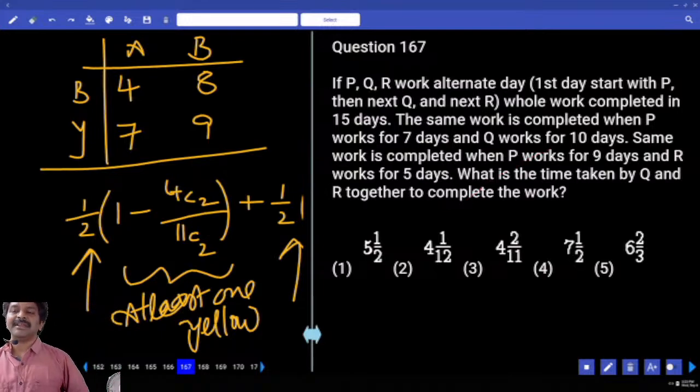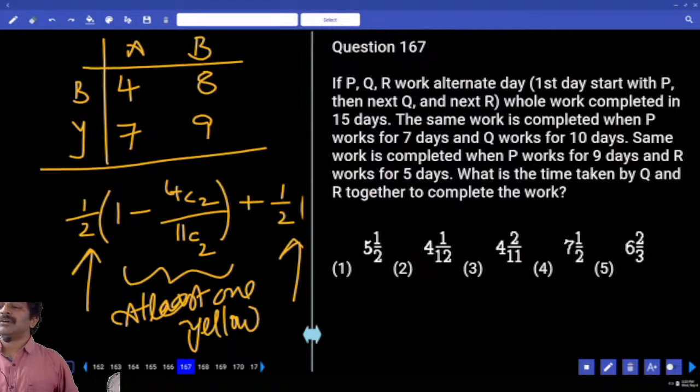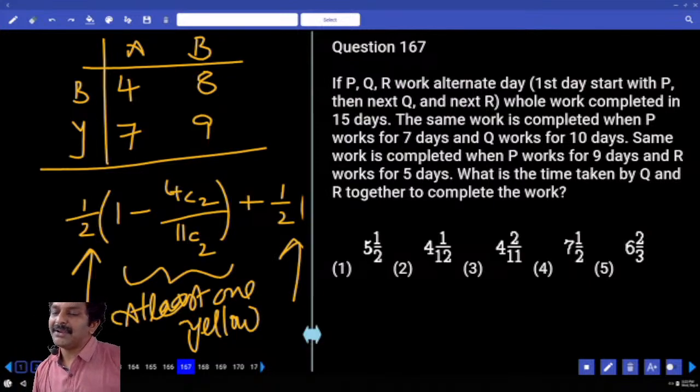P, Q, R work on alternate days. The first day starts with P, the second day Q, and the next day R. The whole work is completed in 15 days. The same work is completed when P worked for 7 days and Q worked for 10 days. The same work is completed when P worked for 9 days and R worked for 5 days respectively. What is the time taken by Q and R together to complete the work?